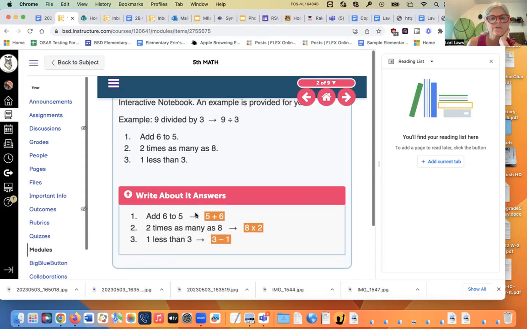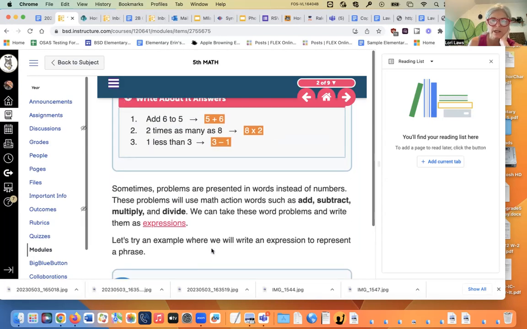So if you add 6 to 5, you would write it 6 plus 5, or I guess you would write 5 plus 6 because you added 6 to 5. 2 times as many as 8. So you take 8 and times it by 2. 1 less than 3. 3 minus 1. These can be a little bit tricky.